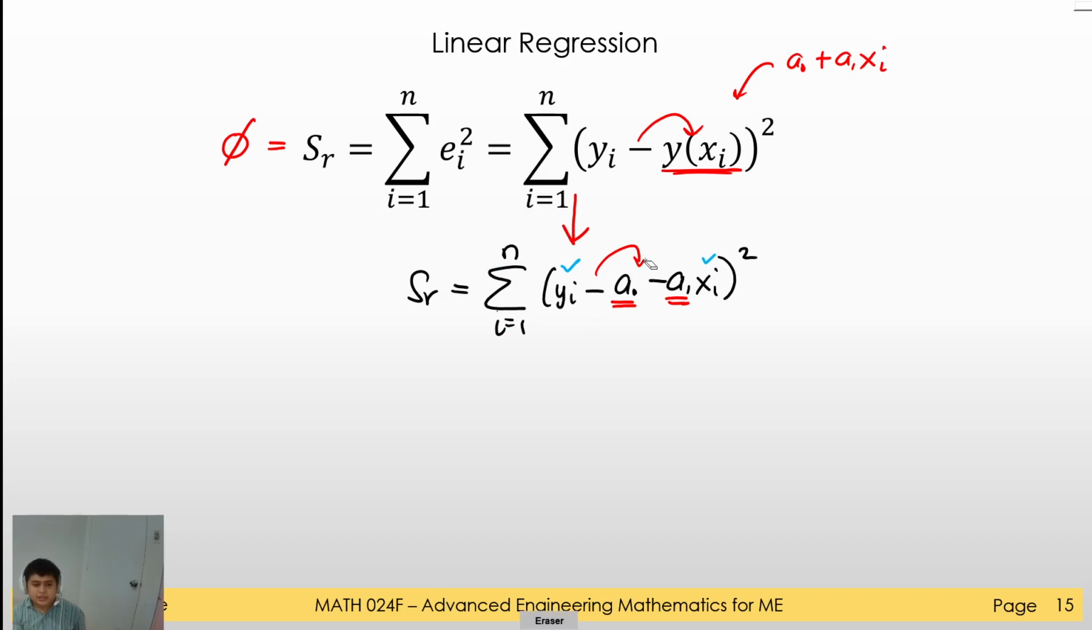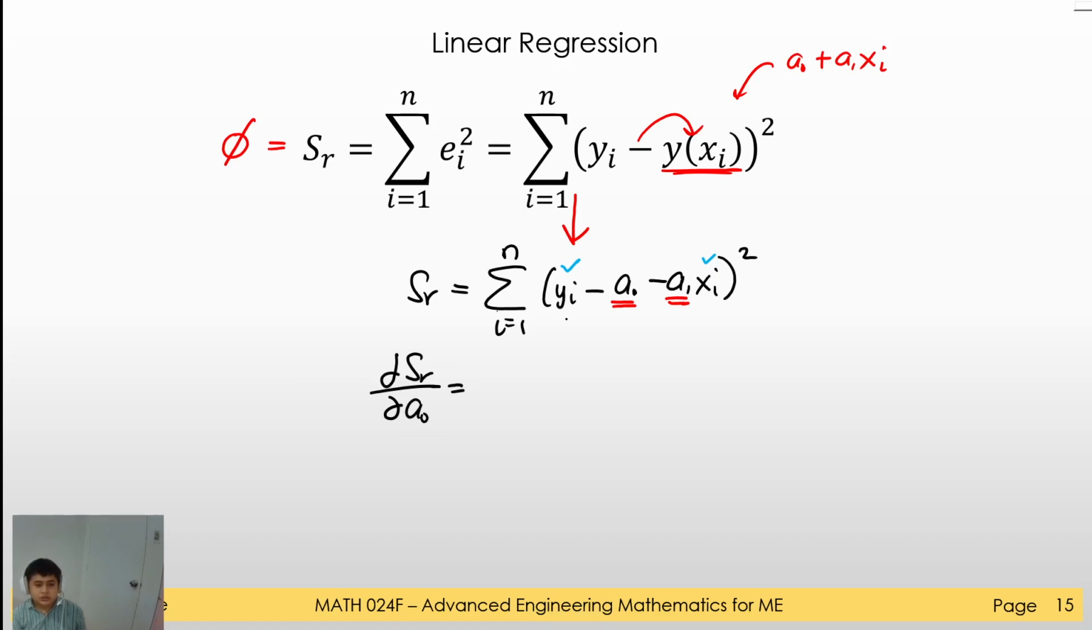So to find these two variables, we want to solve for the minimum values of A0 and A1. And to solve for that, we can use the derivatives. To be exact, since we have two variables, we want to use partial derivatives. So we can find the partial derivative of SR, del SR with respect to, let's say, a naught.